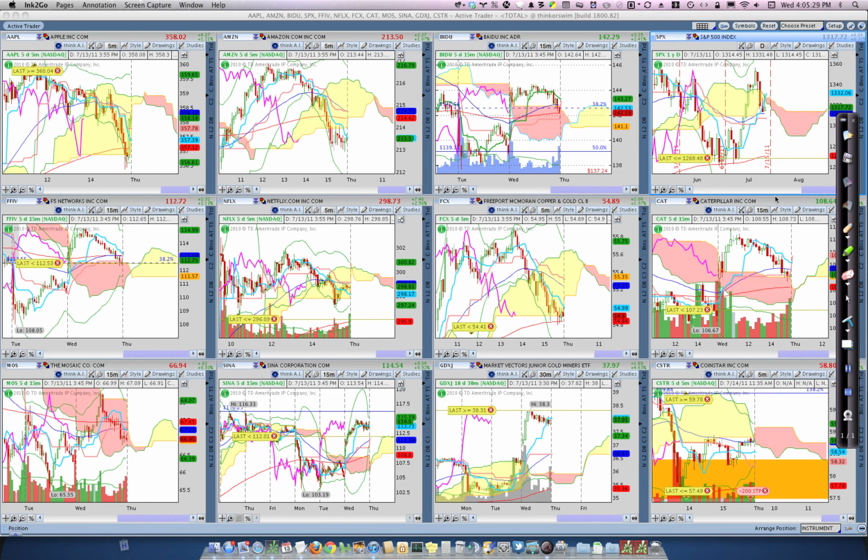Today is July the 13th. I want to show you very quickly how to keep 12 charts up on your screen with the Ichimoku, and at a glance, because that's what Ichimoku means, be able to tell what's going on with your stock.